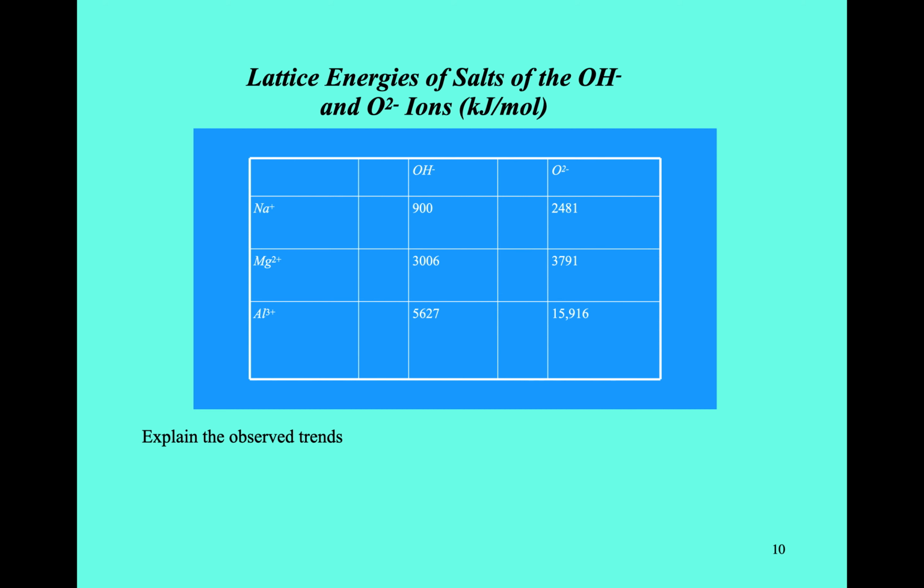Okay, let's look at other data. Let's look at the trends here. What's happening? We're going across the period. The charge is increasing. Ionic radius is decreasing slightly, but the charge is definitely increasing. Look at the increase in the lattice enthalpies. That's really to do with increasing charge going across that period.